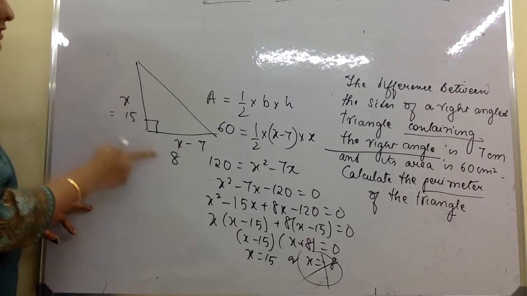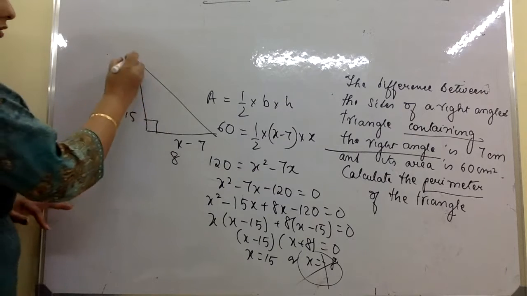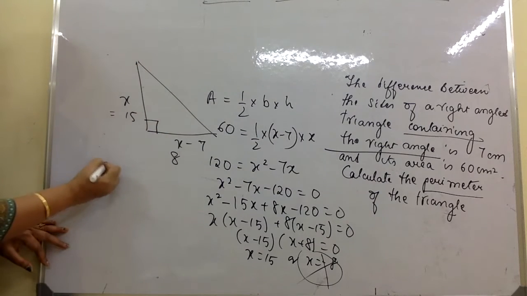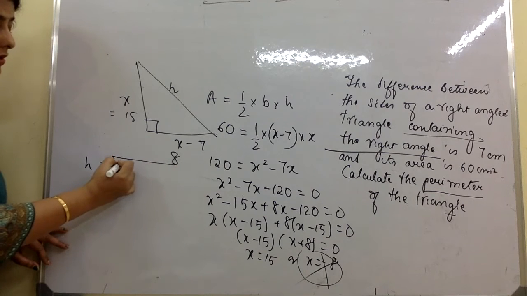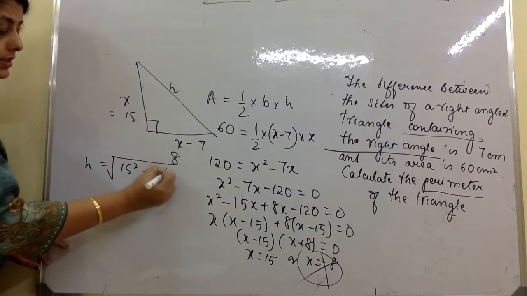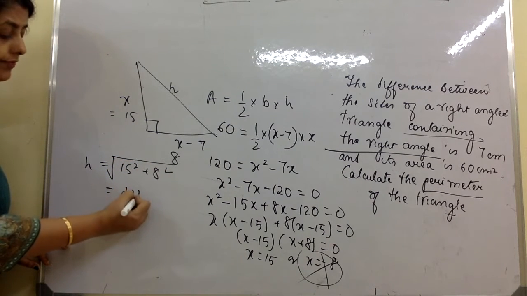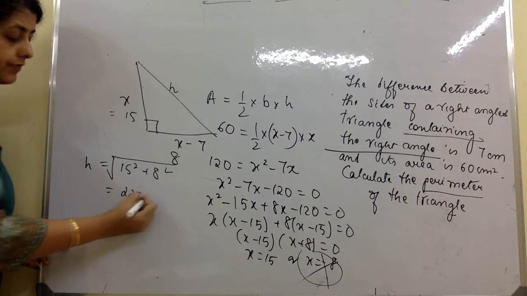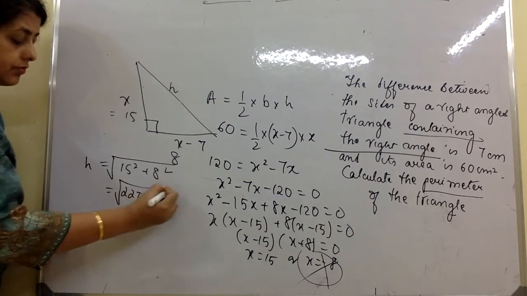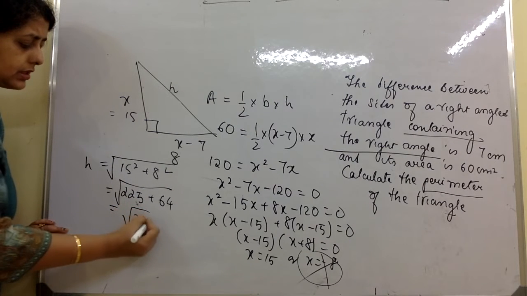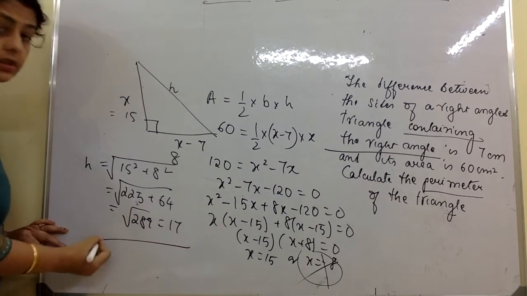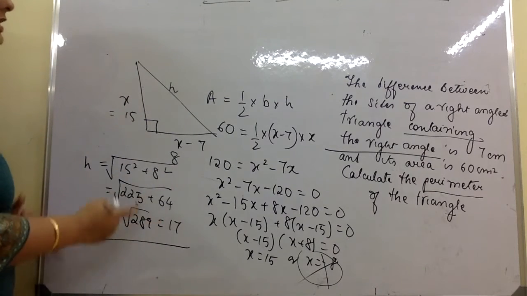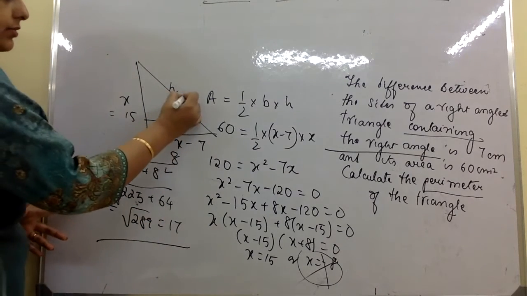Now I've got this and this. What to do next? I still don't know this. I will apply Pythagoras. Let this be h, hypotenuse. Root over 15 square plus 8 square, which is 225 plus 64, which is root 289, which is equal to 17. Yes, so that is 17. The hypotenuse becomes 17.